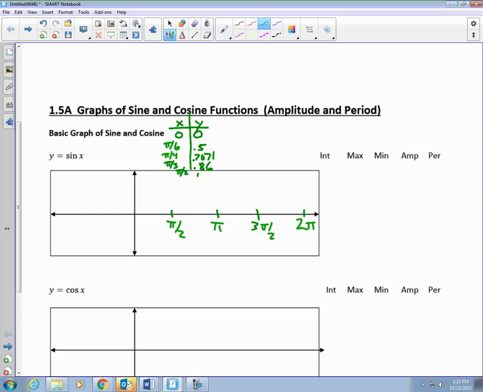Now, I'm going to mark the top and the bottom. I'm going to mark the top at +1 and the bottom at -1. I'm going to plot these points and see what shape I come up with, to see what the sine graph makes. 0, 0.